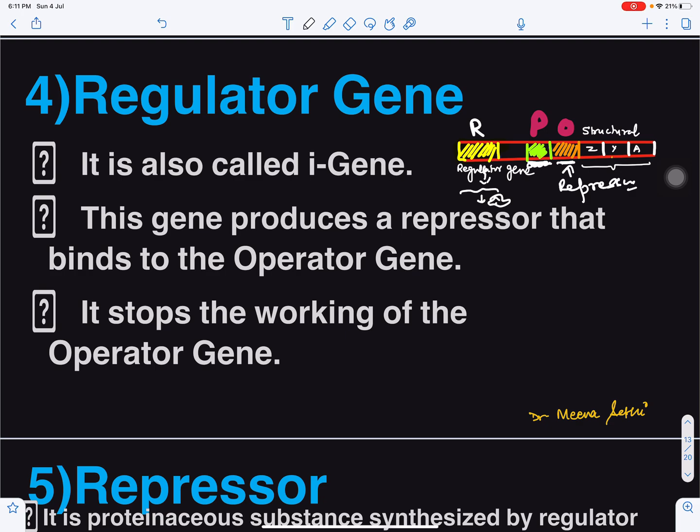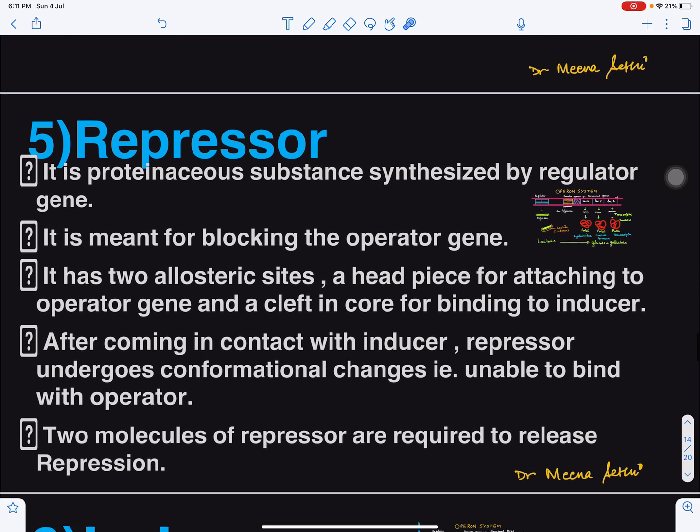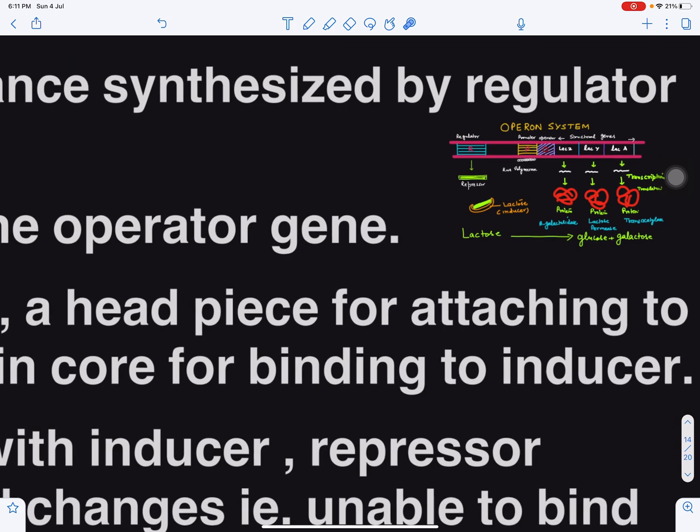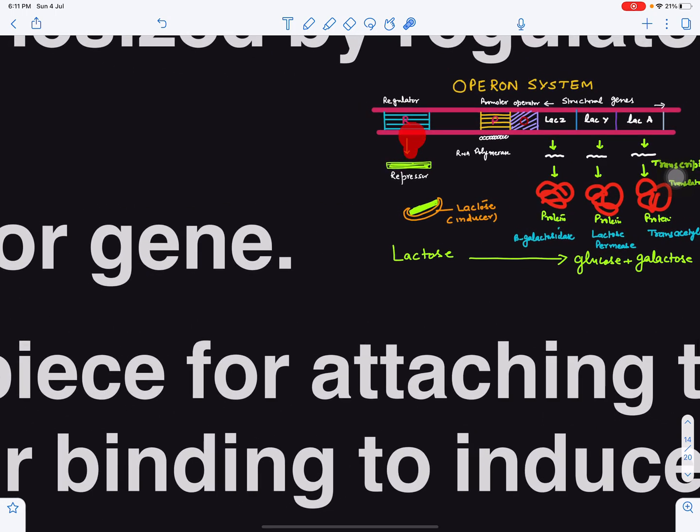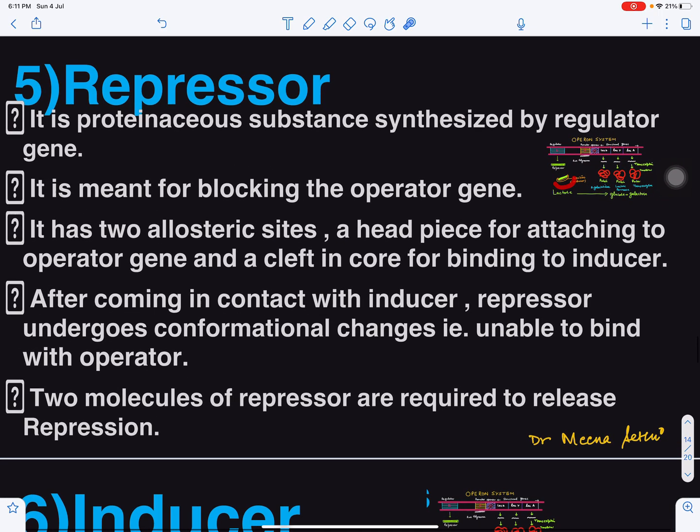So the repressor is produced by the regulator gene and will block the operator gene, and if the operator gene is blocked by this repressor, then the genes will not function; they will be switched off. So this is regulating the other genes, so it is called a regulator gene. Now the repressor, as we discussed earlier, is a protein synthesized by the regulator gene. This repressor can block this area and no transcription, no formation of protein will take place, no utilization of lactose will occur, and this can only be removed with the help of an inducer. So the repressor is a protein in nature which blocks the operator gene.